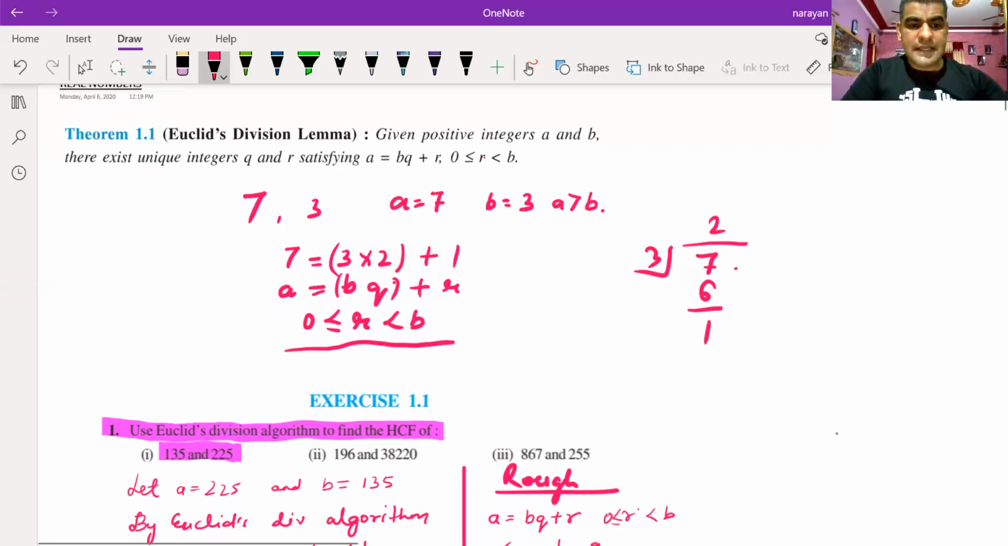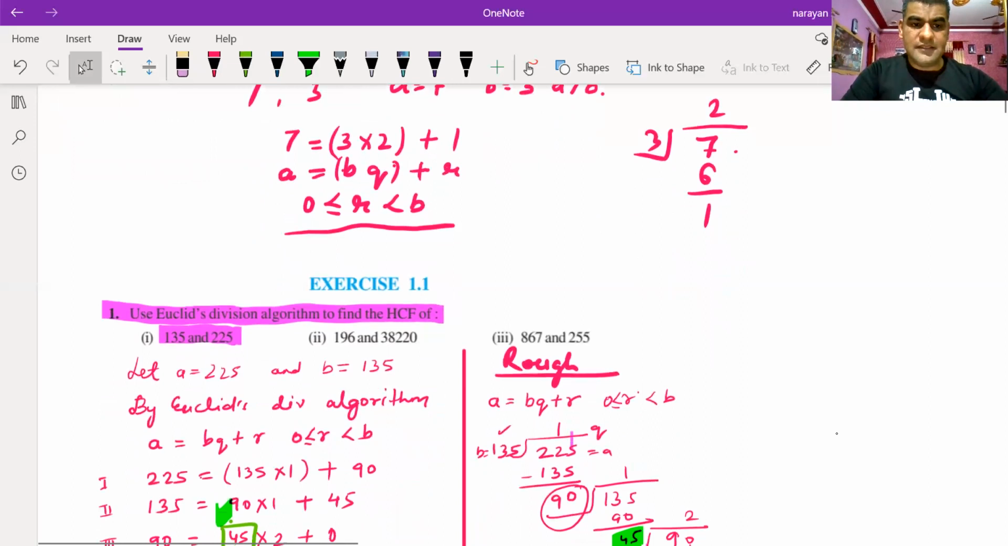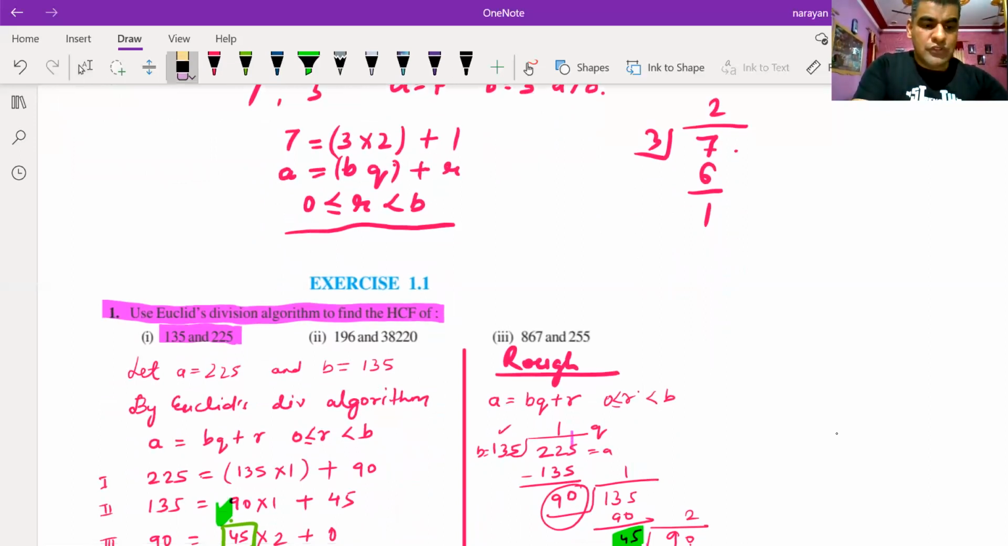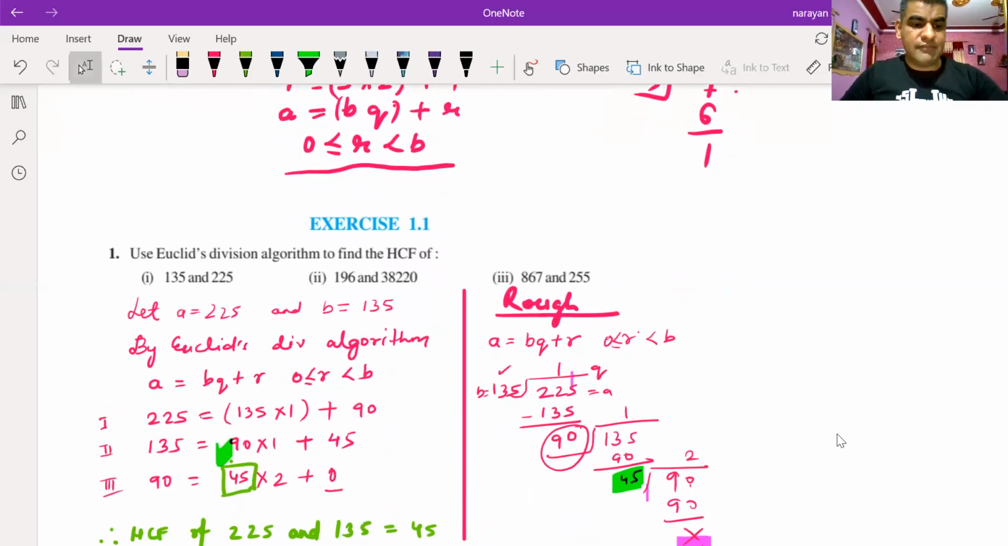So now we'll start with the first exercise of your textbook. The first question from your textbook is this: use Euclid's division algorithm to find the HCF of 135 and 225. So let us take the greater number as a, that is 225, and the smaller number as b. We have taken 225 as a and 135 as b.